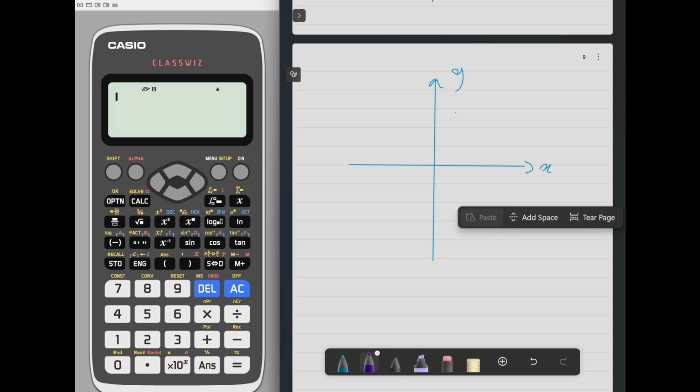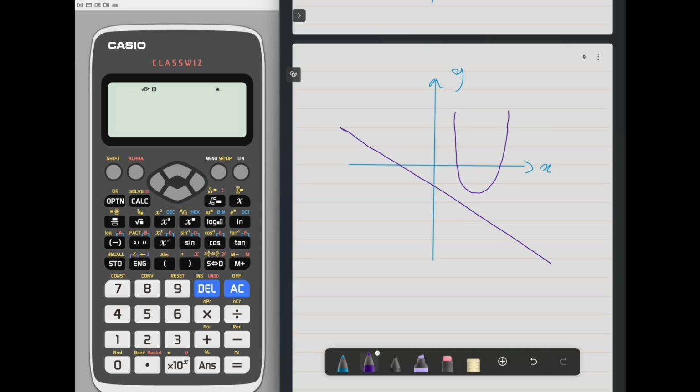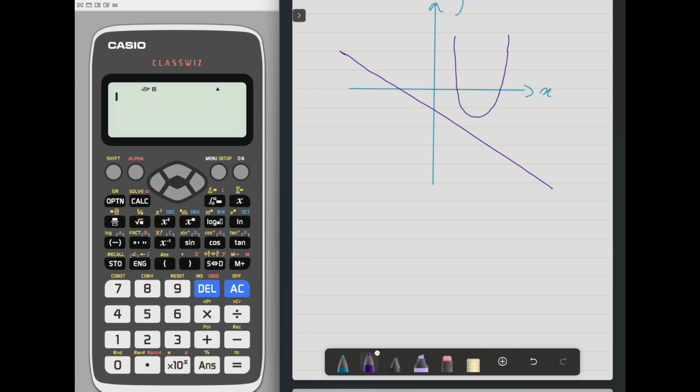If I have this quadratic and this line, you see that they do not intersect. If they do not intersect, then I will have no answers for the simultaneous equations. So b squared minus 4ac less than 0. So these are the cases, and they are very important, guys.